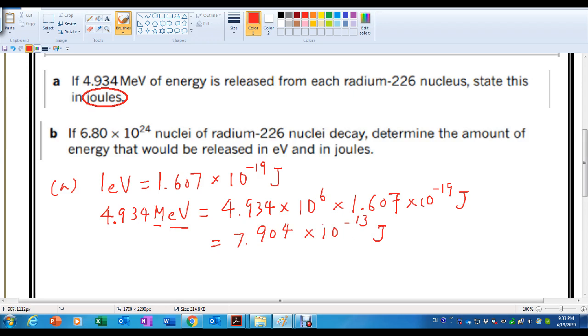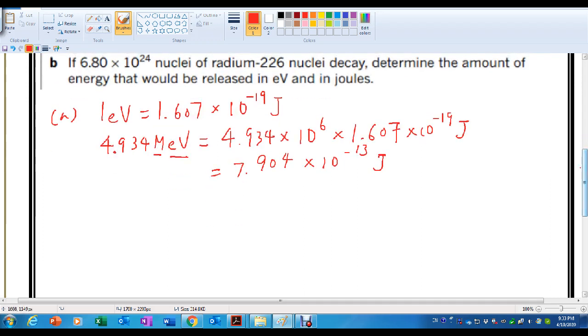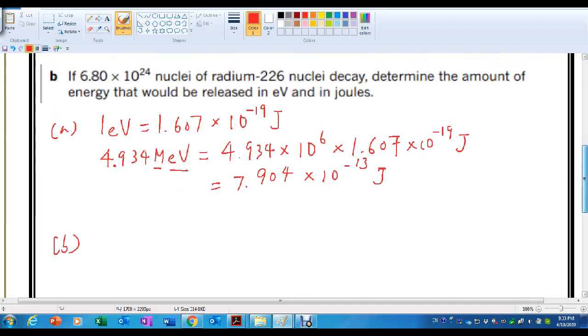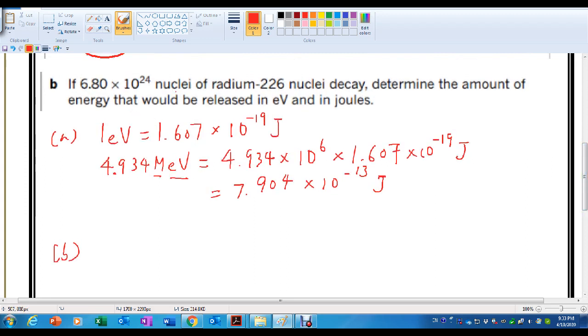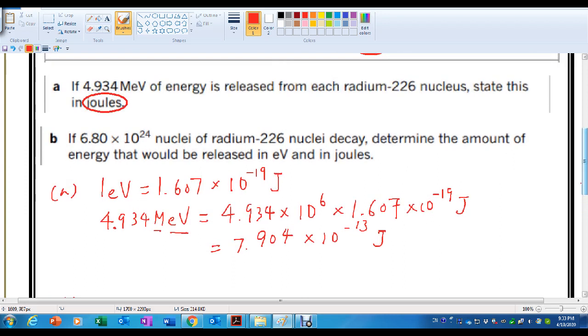In this chapter, normally we will use numbers with a greater number of significant figures. Normally in physics we use 3 significant figures, but here we use 4. The reason is that in the calculations of nuclear physics, you need to be more precise. Now, if I have that many nuclei of radium-226 undergoing nuclear decay, determine the amount of energy that will be released in eV and in joules.